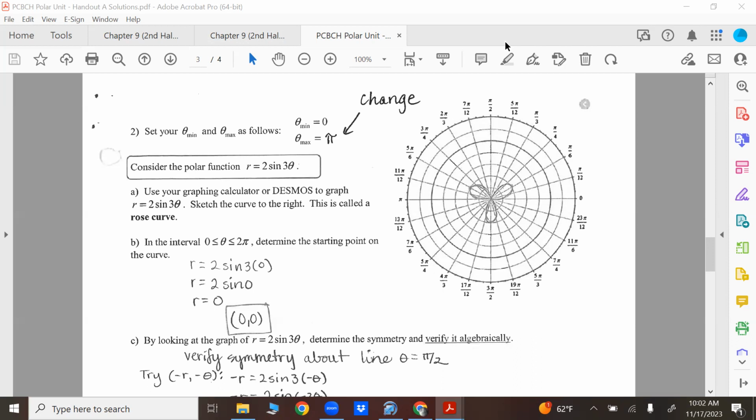You do the graph. Of course, you're asked to find starting points. So just plug in 0, so it starts at the pole. That's where it actually starts. But look at the graph from the symmetry. We already talked about that, negative π/2. So in order to do that, you have to do negative r and negative θ.